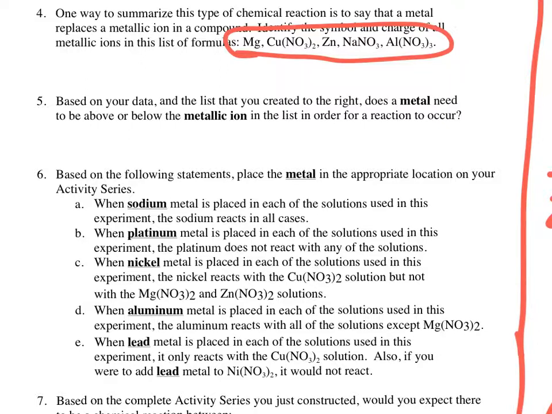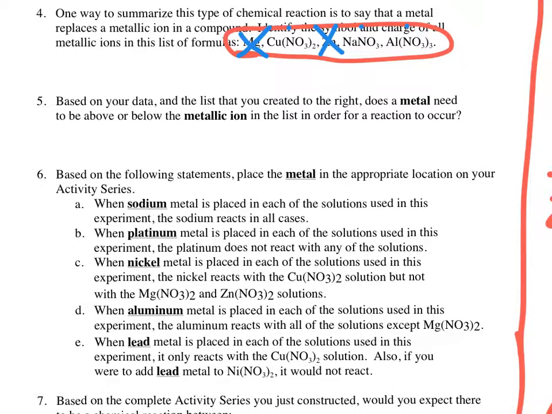And the key to this is understanding that when you just see the symbol of an element, it's neutral. So magnesium can't be an ion because it's just a plain old element. That eliminates zinc also. What's left is copper nitrate, sodium nitrate, and aluminum nitrate. When a metal is in a compound, it is in the form of an ion. And so your job now is to write the formula of copper ion, sodium ion, and aluminum ion.